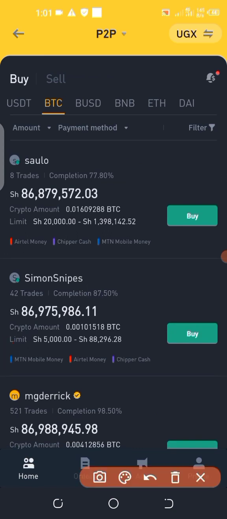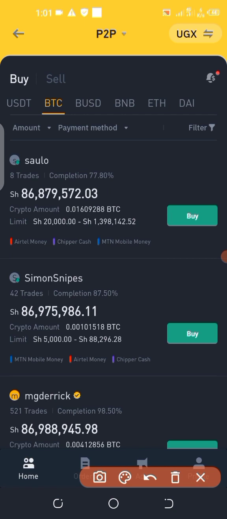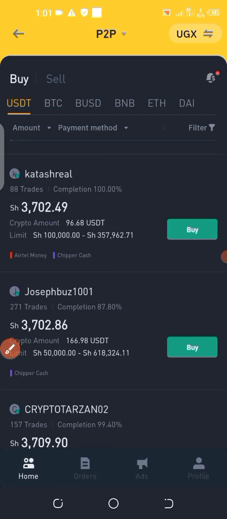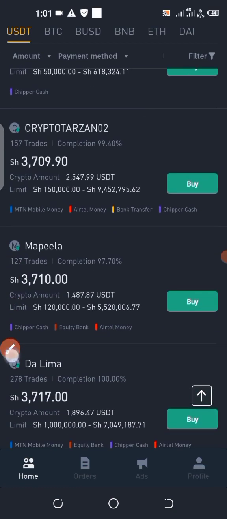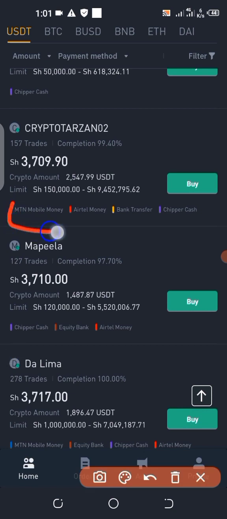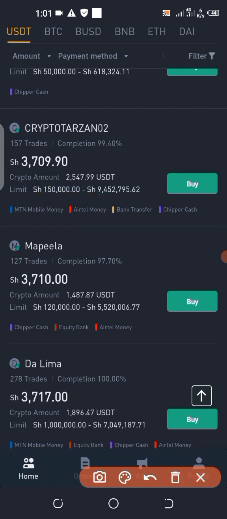You see this part down here? These are the methods of payment that this individual allows. We are still under USDT. These are the payment methods this trader allows. Many of them are using cheaper cash. When you continue, you see that this one uses mobile money, MTN, Airtel, bank transfer and cheaper cash. The more you go down, the more expensive it becomes.